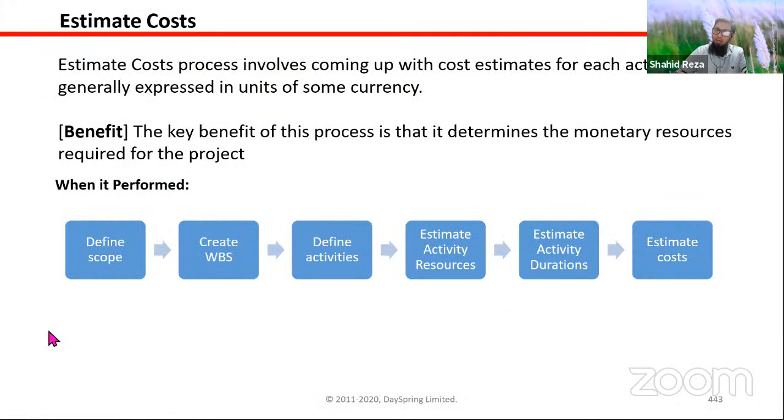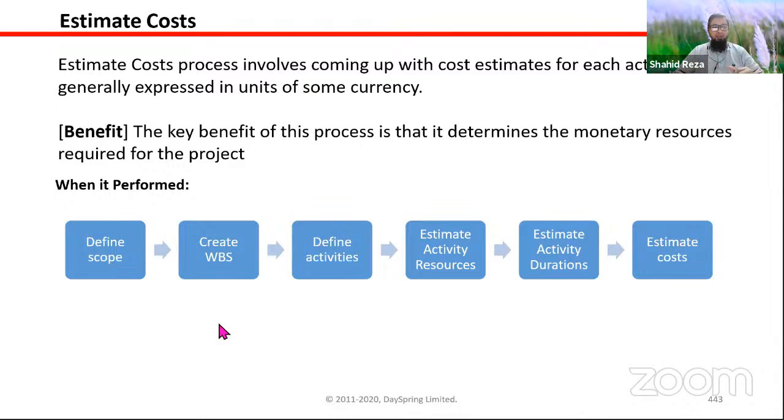Next, we are talking about estimate cost. Next process, estimate cost. That high level description I have already given you, the high level concept. That means we have to estimate cost for every activity, every task of every work package, every WBS component of the whole project.